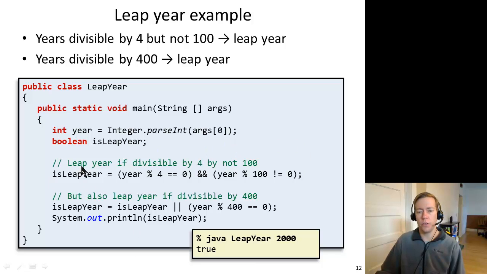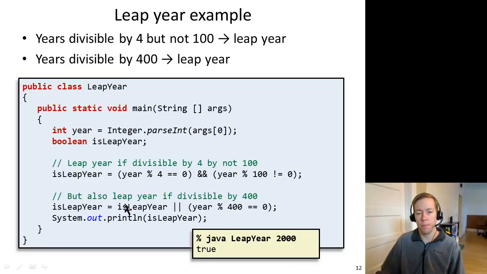This is the first part of that first bullet point. Is it a leap year? Well, first, is the year divisible by 4? And is the year not divisible by 100? If that's true, then according to that statement in the first bullet, it's a leap year. But we also have to make sure about the case of 400.